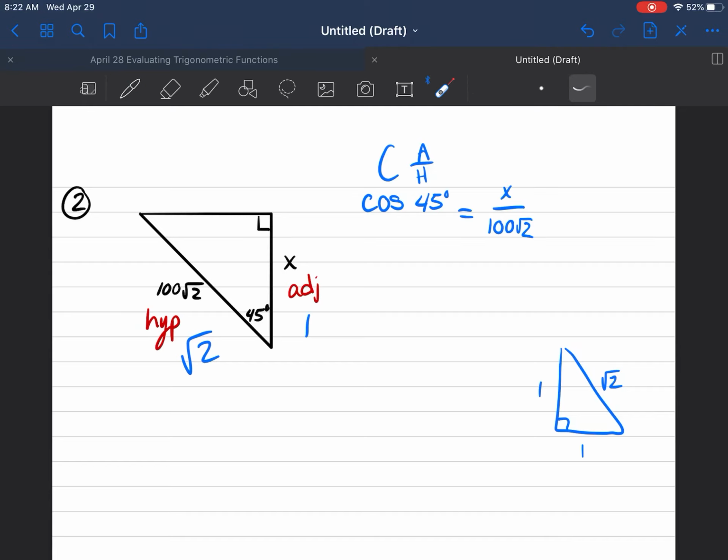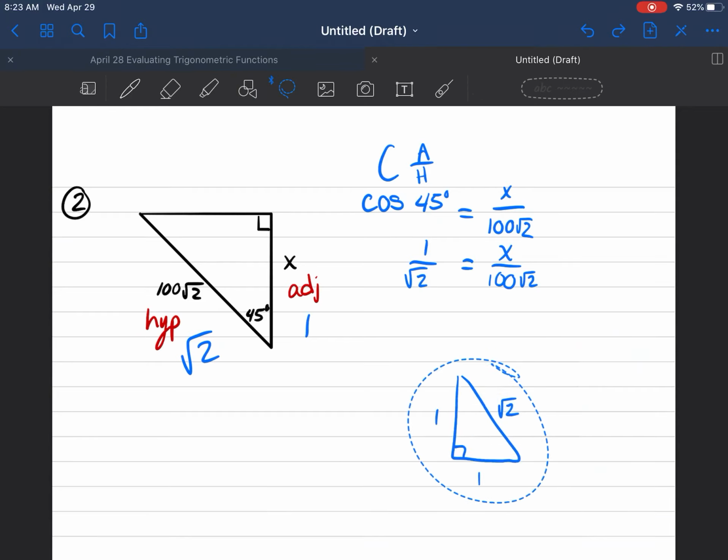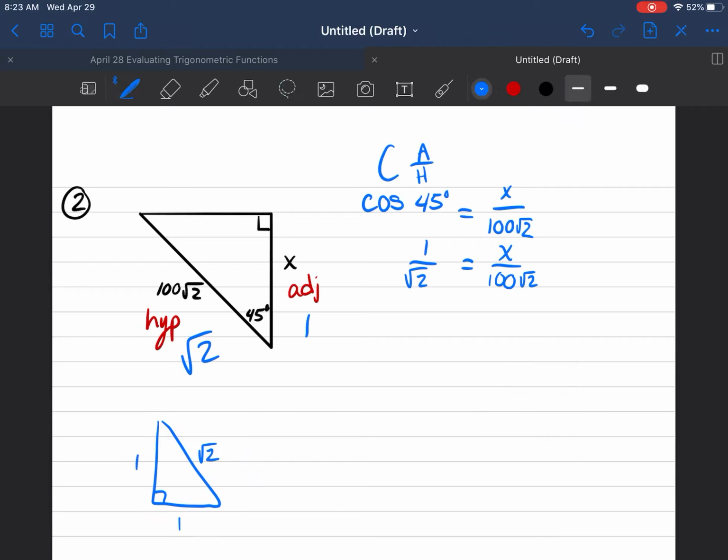Now, just like we set up the x and the 100 square root 2, we're going to do the same thing with the 1 and the square root of 2. So then this would be 1 over square root 2. That's the value of cosine of 45. This is equal to this. And then I will bring down the right side of the equation. So x over 100 square root of 2. I'm going to just move this triangle off to the side. We don't need it anymore now that we've set up the equation.